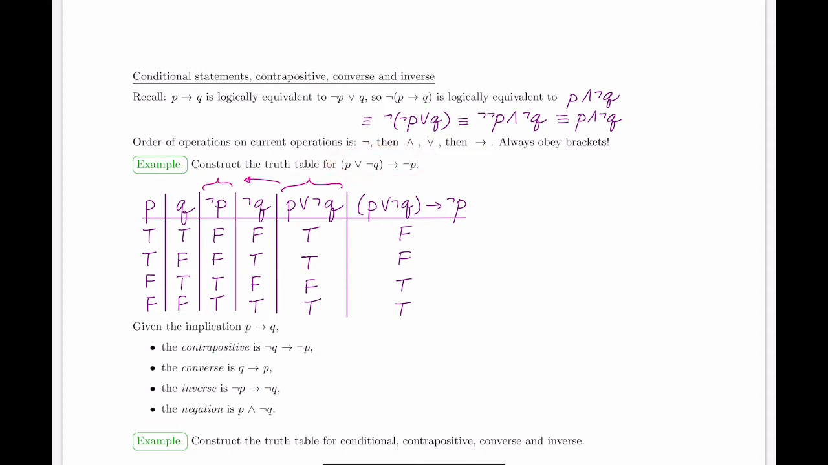Again, if we're interested in examining this table for logical equivalences, that means that we are going to be looking for two columns that are identical. And in this case, I can see that my final column is in fact identical to the column for not P. So that means that my expression P or not Q implies not P is actually equivalent to not P.